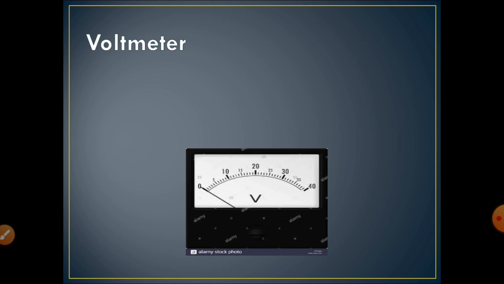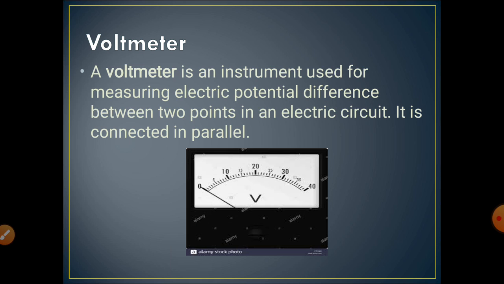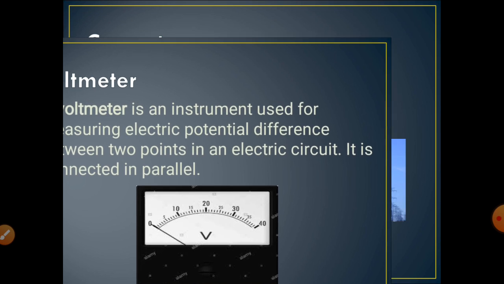And next one is the voltmeter. A voltmeter is a measuring device. It is used to measure the voltage, and it is connected in parallel to the external circuits.